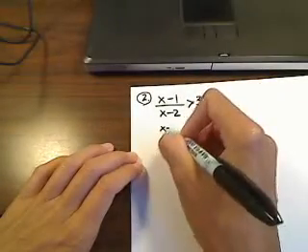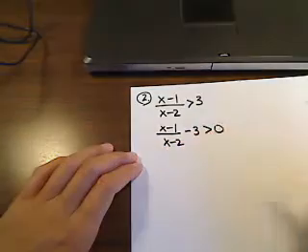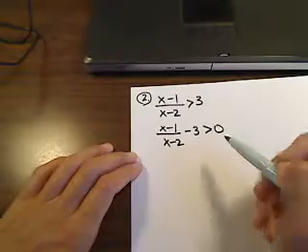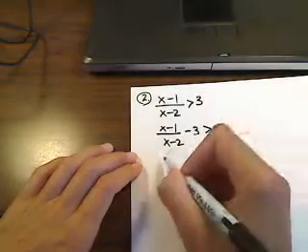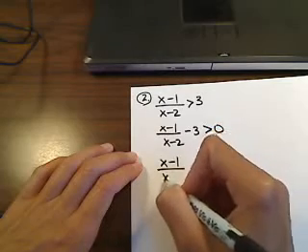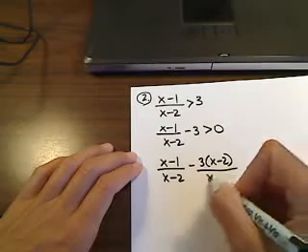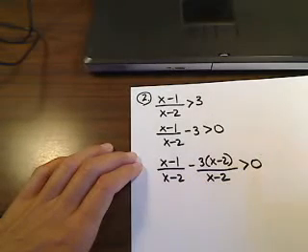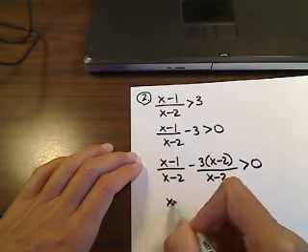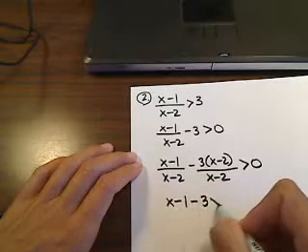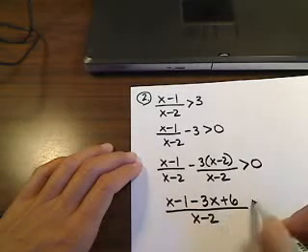So if I subtract this, x minus 1 over x minus 2 minus 3 greater than 0, and I need to actually get a common denominator here between these two fractions. So I'm going to multiply this 3 by x minus 2. So it's going to become x minus 2 in the top and x minus 2 in the bottom. Okay, I need to take the negative 3 and distribute, so this becomes x minus 1 minus 3x plus 6, all over x minus 2.